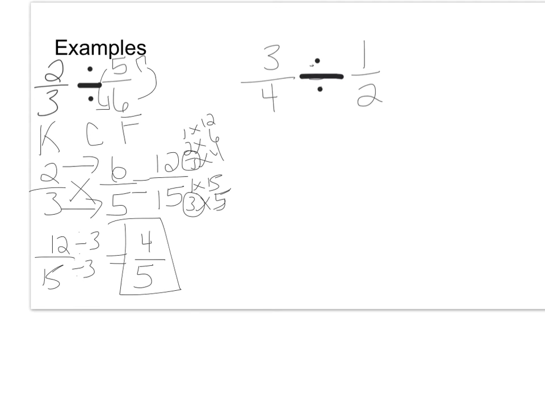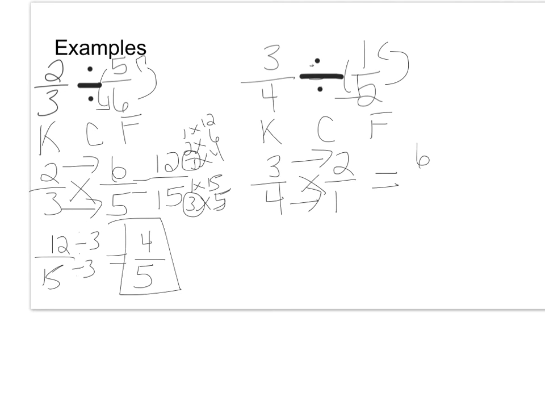Our next example, we have 3/4, and we're going to divide it by 1/2. Again, we don't have any mixed numbers or whole numbers, so just do your keep, change, flip. We keep our first fraction, change division to multiplication, and flip the second fraction. Now, once it's multiplication, you can multiply across. That's going to give us 6/4.